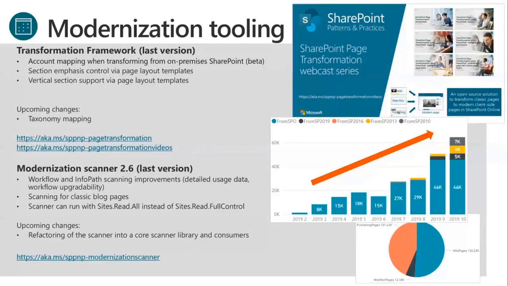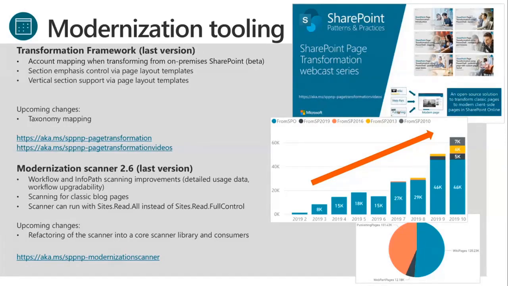Yep, modernization tooling. It comprises two tools. It's the transformation framework, which does page transformation, so taking your classic wiki, web part, blog, and publishing pages living in SharePoint on-prem or online, and converting those into modern pages living only in SharePoint Online. So target always SharePoint Online. The key new thing with the last version, the November version, is account mapping, which will be the topic of Paul's demo later on today.